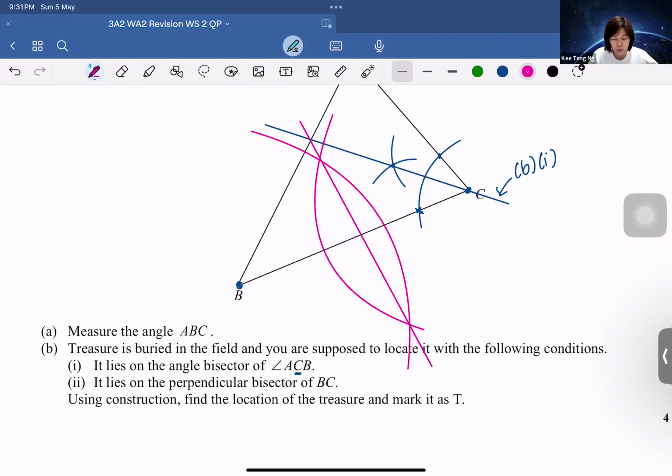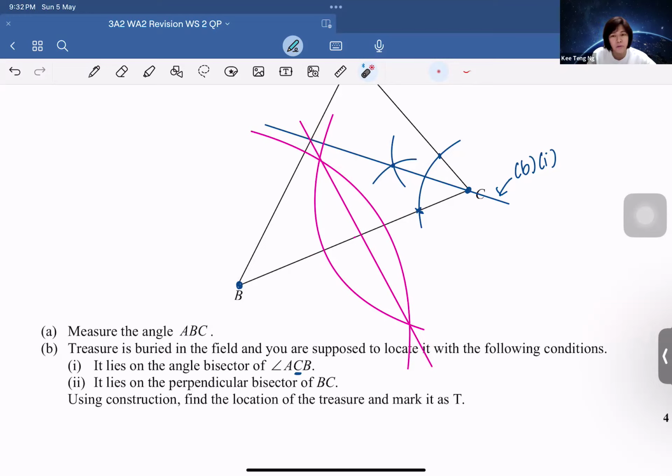According to the question, the location of the treasure is the point of intersection. It is the point T where it is on the angle bisector itself, which is this one over here, and is also on the perpendicular bisector. As you can see, my perpendicular bisector is not very accurate because I'm drawing freehand. When you do construction in class, it will be more accurate. The location T will be the point of intersection, and it happened that my diagram, not drawn very accurately, has it down here.